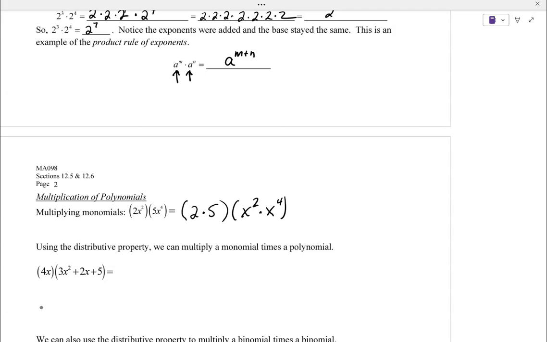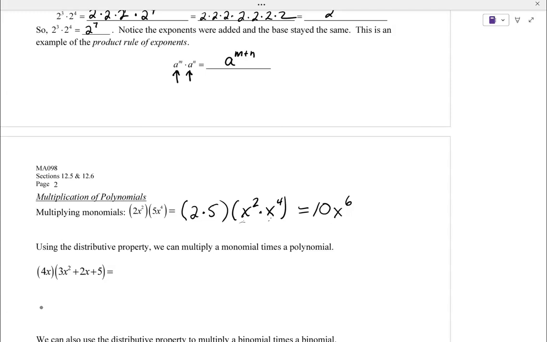When I multiply the 2 and the 5 together, what do we get? 10. Now, what did we just say we do? Are the bases the same here? Yep, so when the bases are the same and we're multiplying, what do we do with the exponents? Add them, and we get x to the 6th. Good. So again, you're going to multiply your coefficients together, and then you will add the exponents on the variable pieces together when you multiply these.